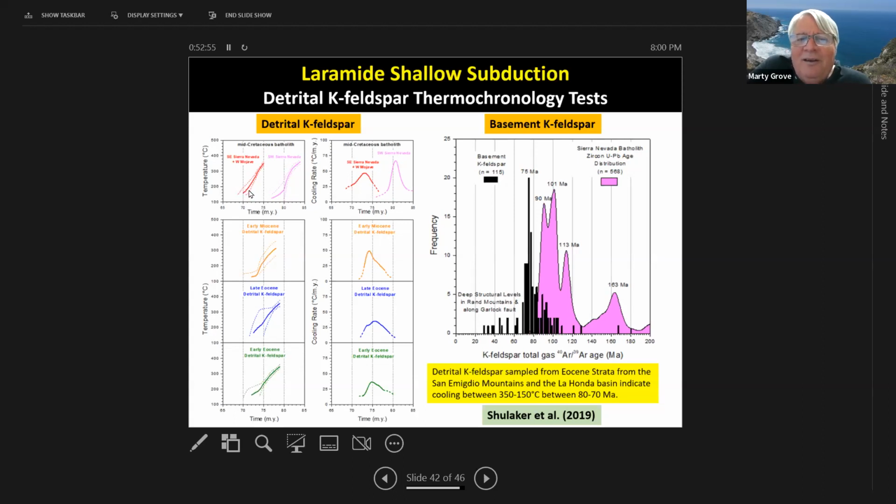in these dashed lines. If we basically take the derivative of this, we can calculate the cooling rates, and we can see basically for the K feldspar that even though the total gas ages have a maximum of close to 80 million years, the peak time of cooling is closer to 75 million years.